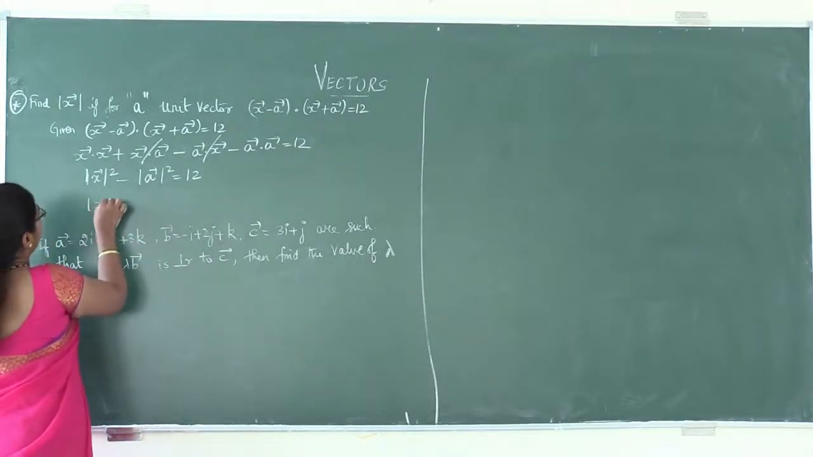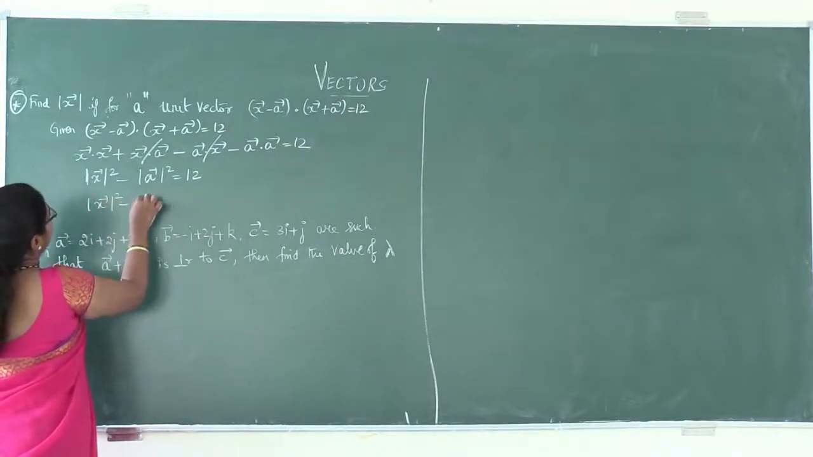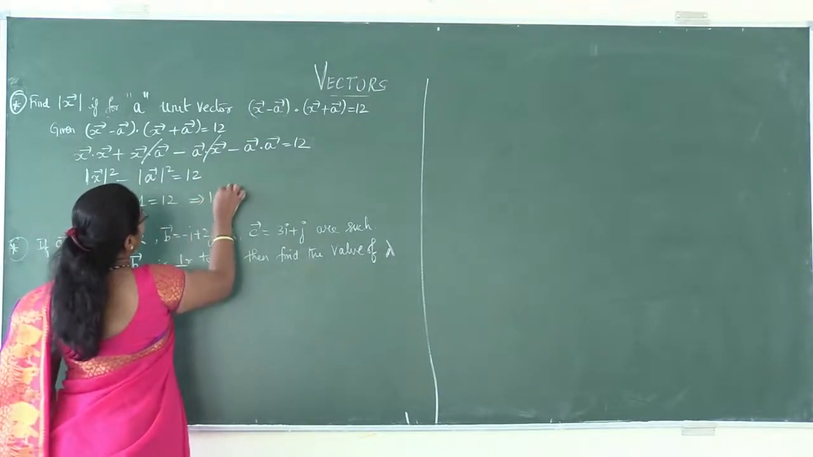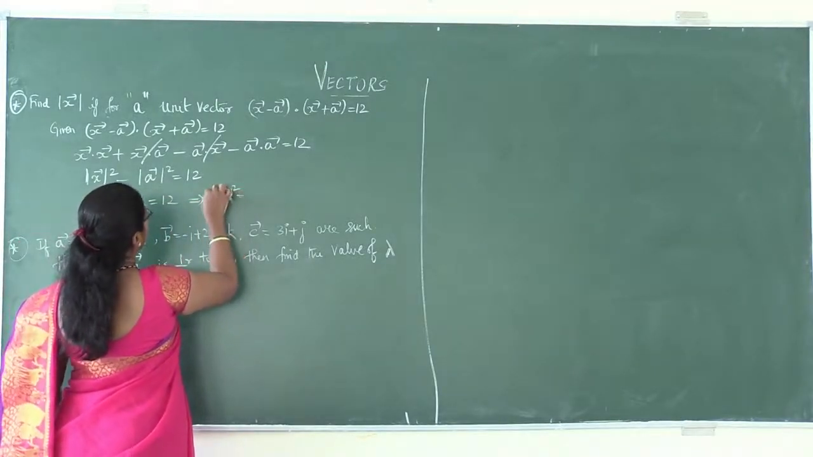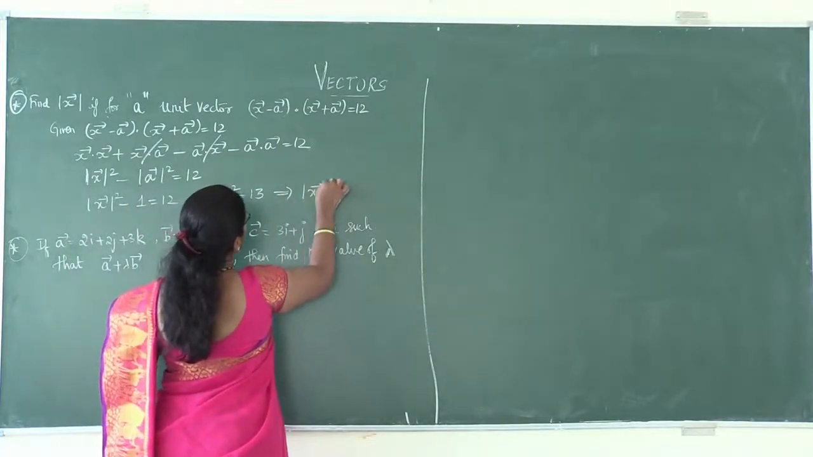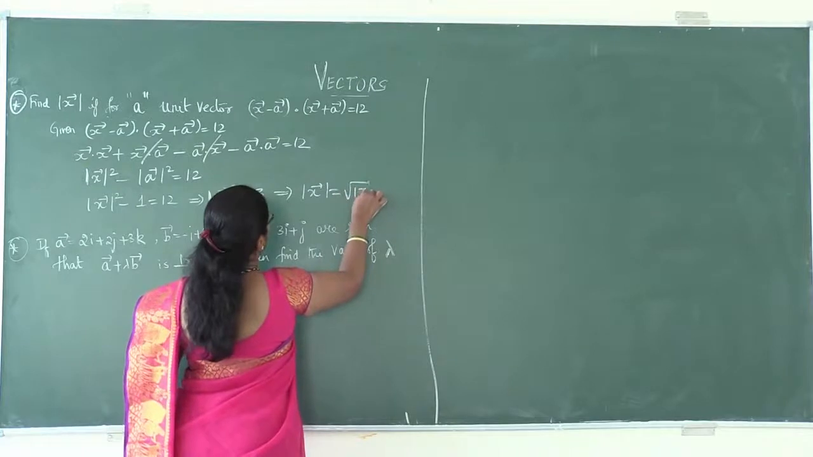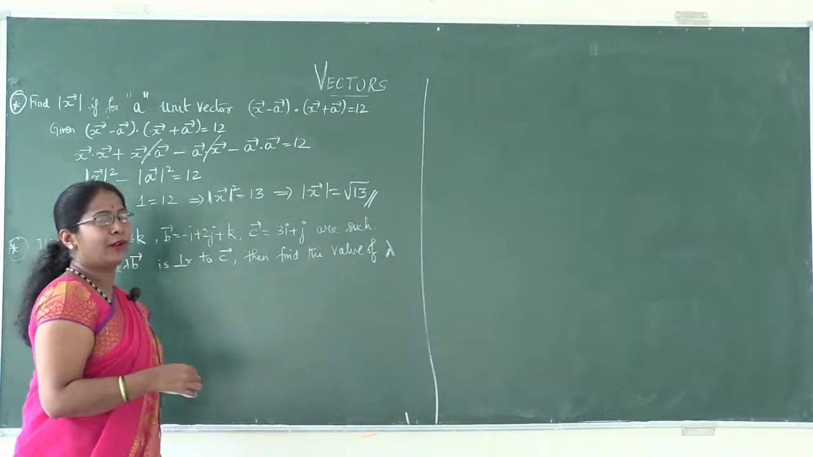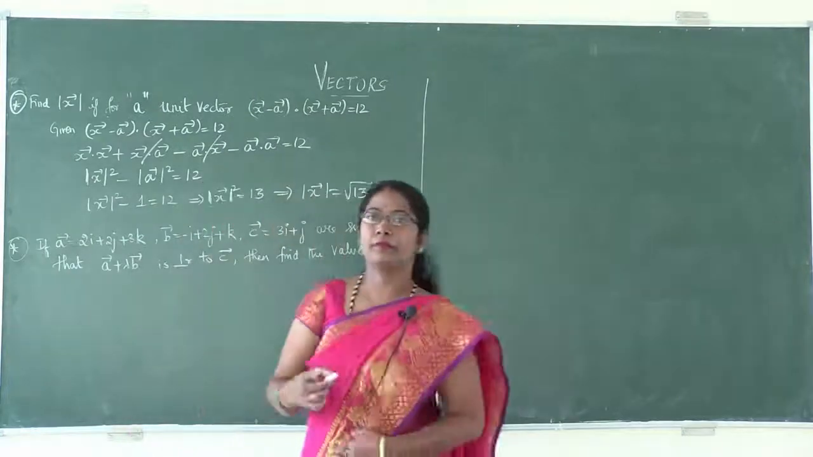So, magnitude of vector A square minus 1 is equal to 12 implies what is magnitude of vector x square? That is nothing but 13. Implies magnitude of vector x is equal to what? Root 13. This is the value of magnitude of vector x.